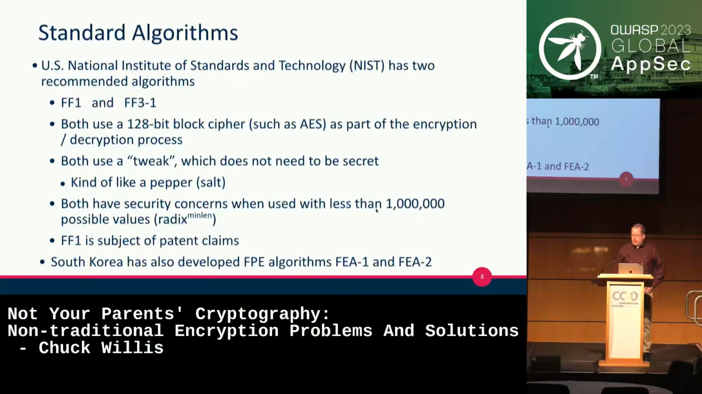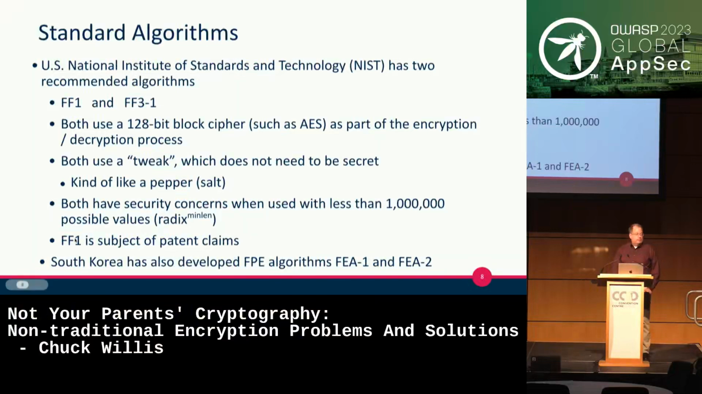There are also some security concerns when you have too small of a space of possible values. Both of these algorithms and some of the other FF algorithms were originally thought to be secure with about 100 different values, but in reality, they now recommend a million. That doesn't mean you need an actual million values. It just means that in the case of a digit, where you have 10 possible values, you would need at least 6 digits to have a million possible values. So it's the radix, which is the number of possible values, raised to the power of the minimum length.